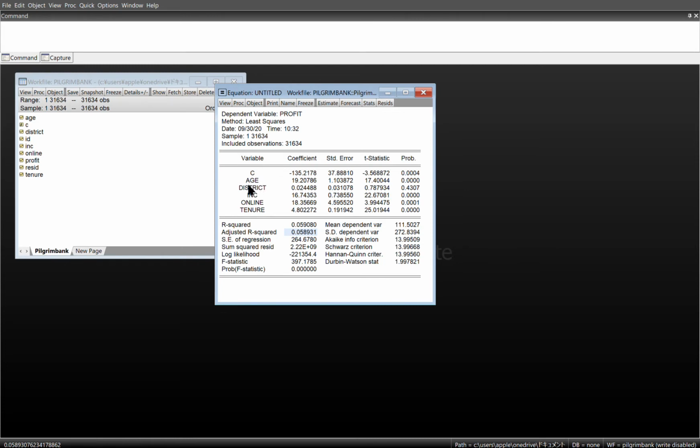So for example, if you look at age, if there's a 1 unit increase in age, there is going to be a 19.2 unit increase in profit.